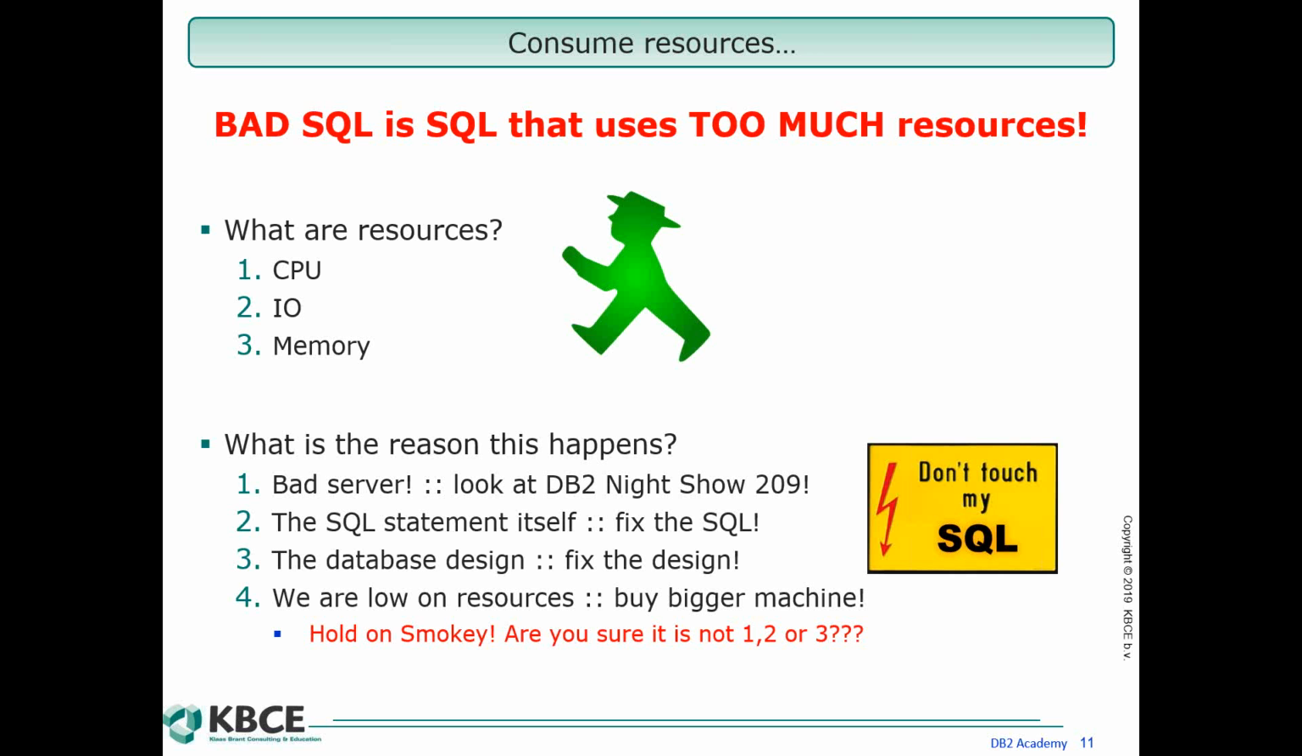And of course, the easy way out is always to say, we're low on resources, we're going to buy a bigger machine. Well, hold on. I've seen a lot of people buying more resources, when actually they could tune their server, their SQL, their design a little bit, and the problem would go away. And that is also what, for instance, the DBI monitor does: it looks at whether it can improve the environment a little bit so the SQL runs smoother, you could say.